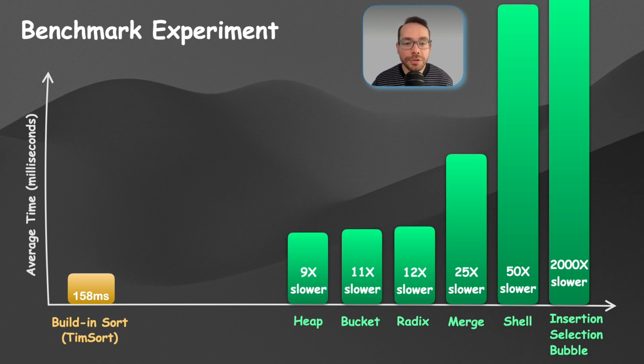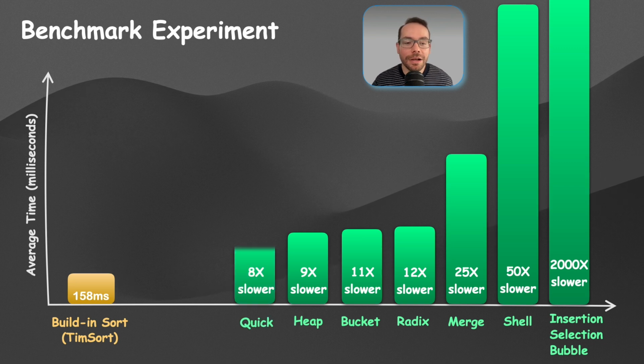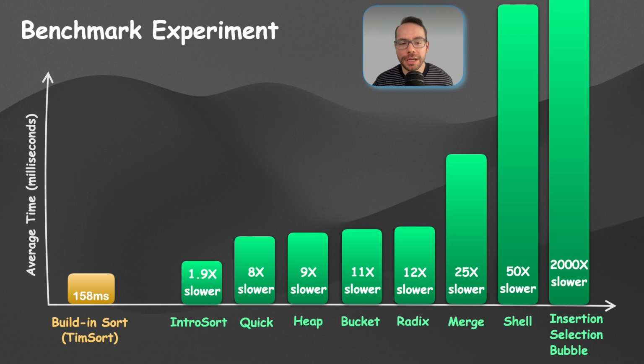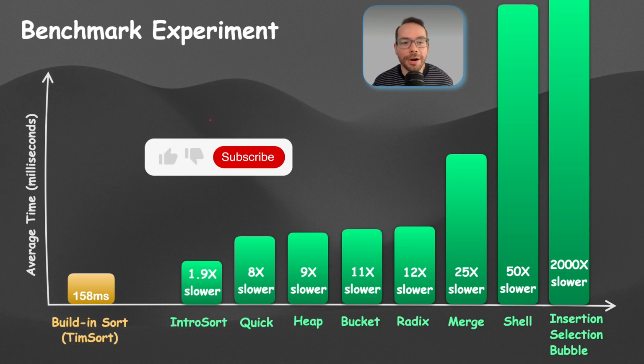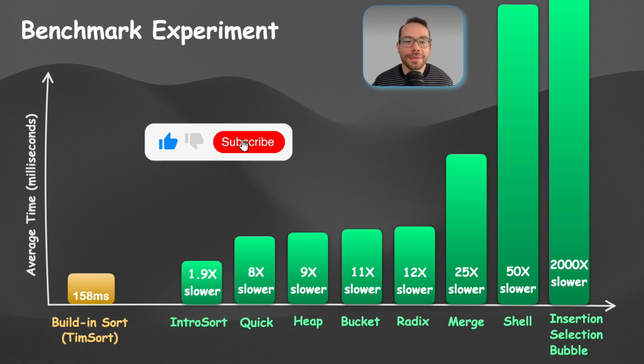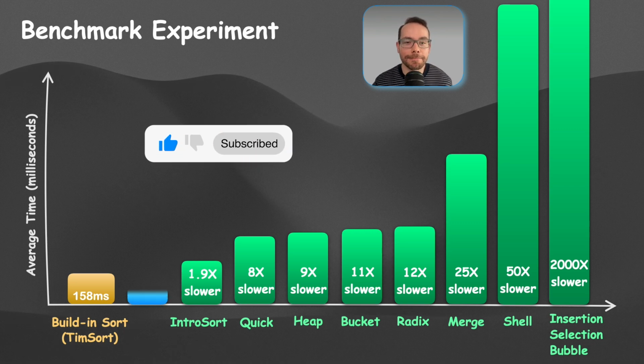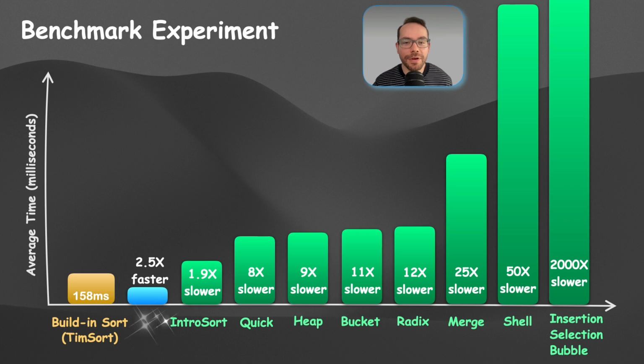And then we have heap sort, only 9x slower. And then quick sort, 8 times slower. And introsort is much better than all other sorting algorithms we have seen here, but is still slower than Timsort. Now, here is the interesting part. There is one algorithm that can actually sort this data 2 to 3 times faster than Timsort. Let's discover more.